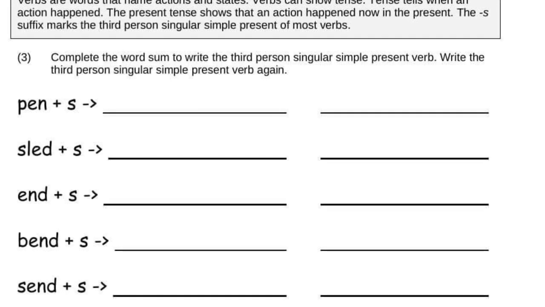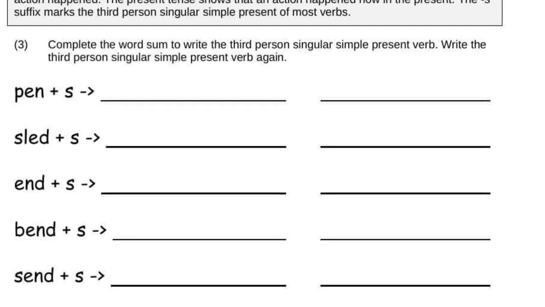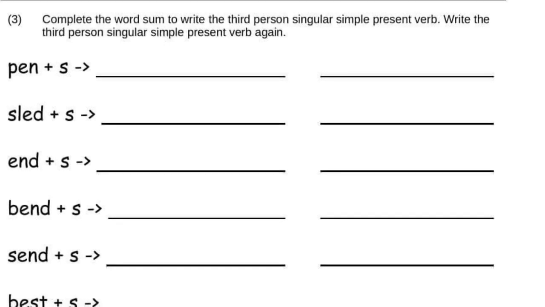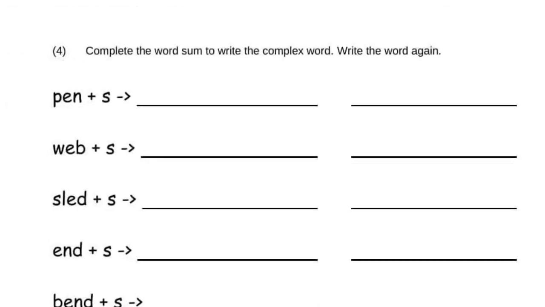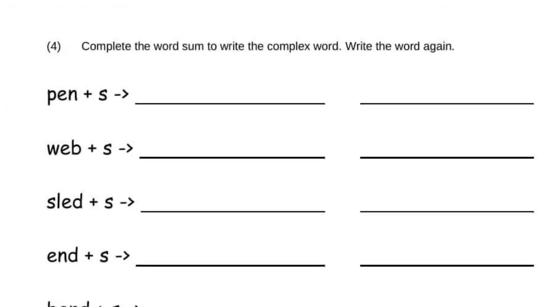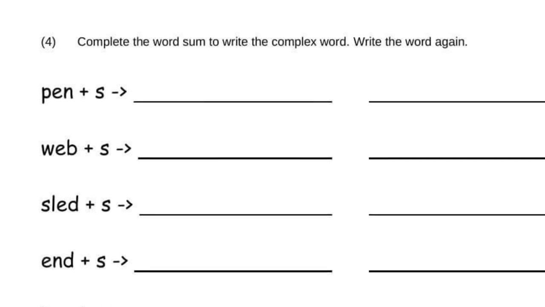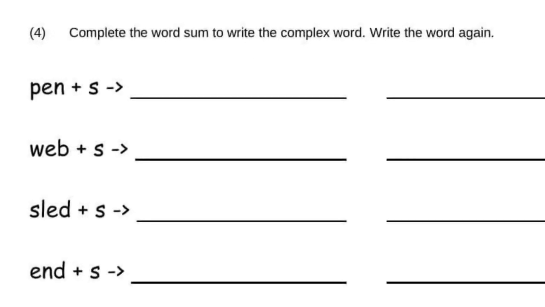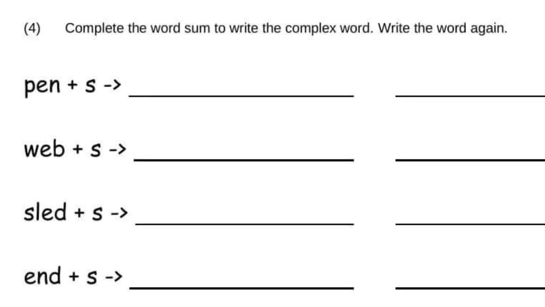Every word is made up of at least 1 morpheme. A word sum shows how a word is built. For example, pen plus S is pens. The S suffix attaches to the base pen to form the plural noun and third-person singular verb pens.